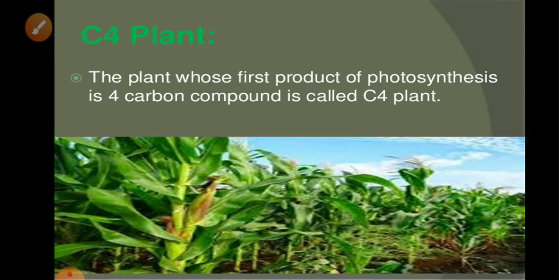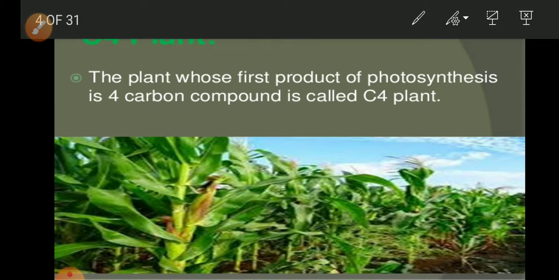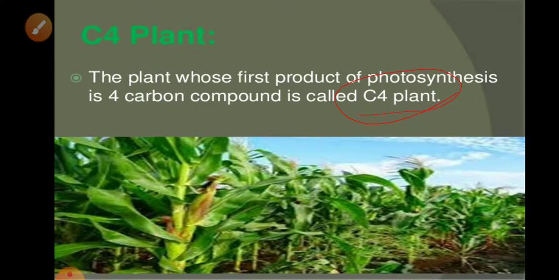C4 photosynthesis process. The plant whose first product of photosynthesis is a four-carbon compound is called a C4 plant. Like in the C3 cycle, the Calvin cycle, the first stable product was a C3. So that's why it is called the C3 cycle and C3 plants. Today we will see C4 plants, in which the first stable compound is C4, which has 4 carbons.